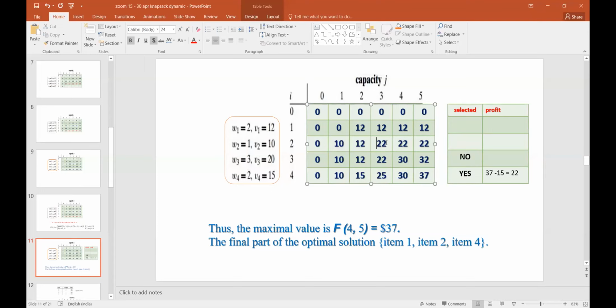Again, 22 is here. Then is 22 present in row number 1? No. These are different again. Hence, I will consider this. Yes, I will consider object 2. So what is the profit of object 2? Here you can check. It is 10 only. Out of 22, 10 is contributed by object 2. What is remaining? 12. So I must find out the object which gives us the profit 12.